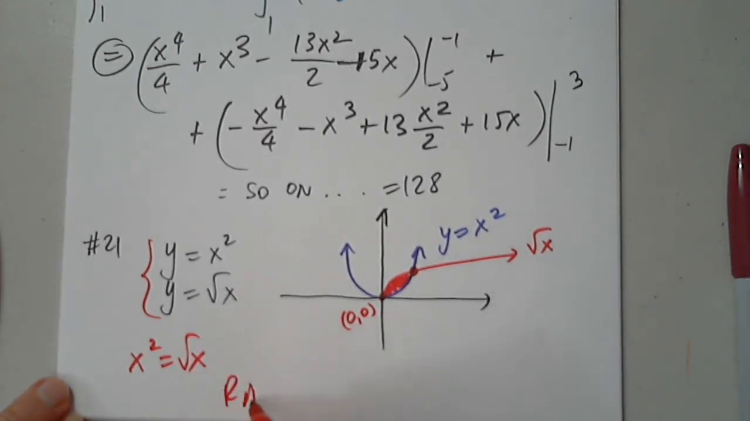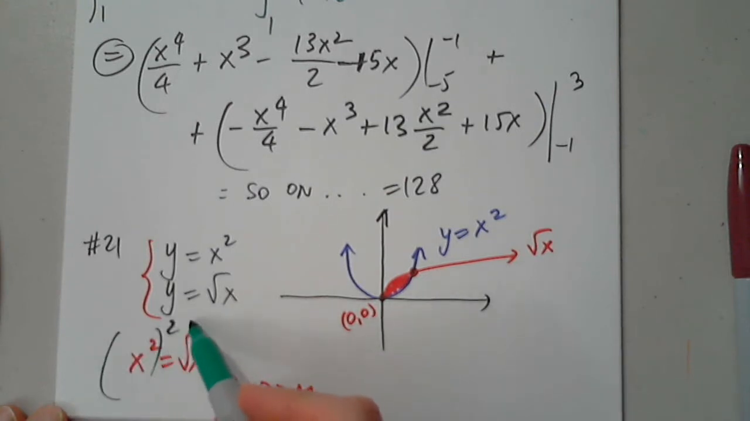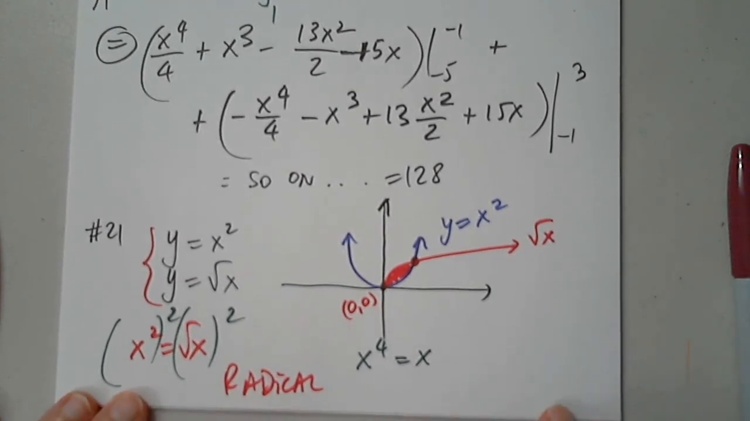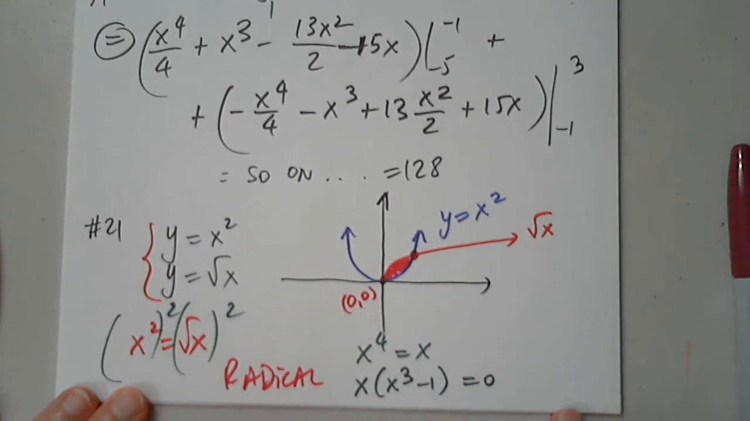This is a radical equation. How do I solve a radical equation which has a square root? Anyone remembers? We square, to eliminate the square root. So we have x to the fourth equals x. So we move x to the other side and factor out. X times x to the third minus 1 equals 0. And we know there are only two possibilities. This is x equals 0.